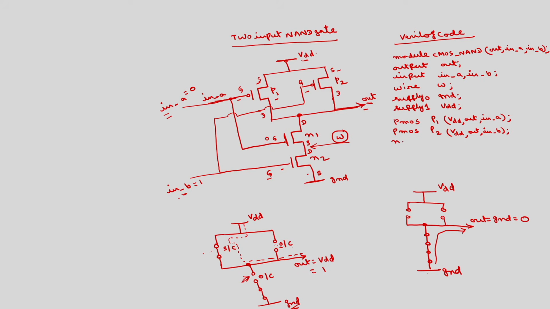Similarly, NMOS N1: source, drain, gate. N1 source is wire, drain is out, and gate is in A. And as for NMOS 2, source is at ground, drain is at wire, gate is at in B.